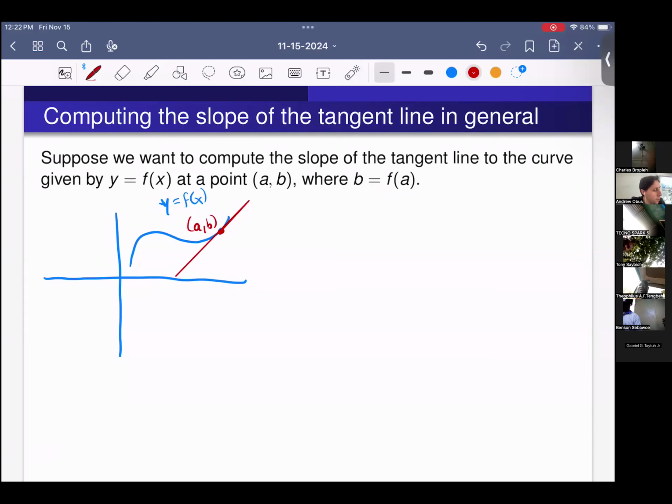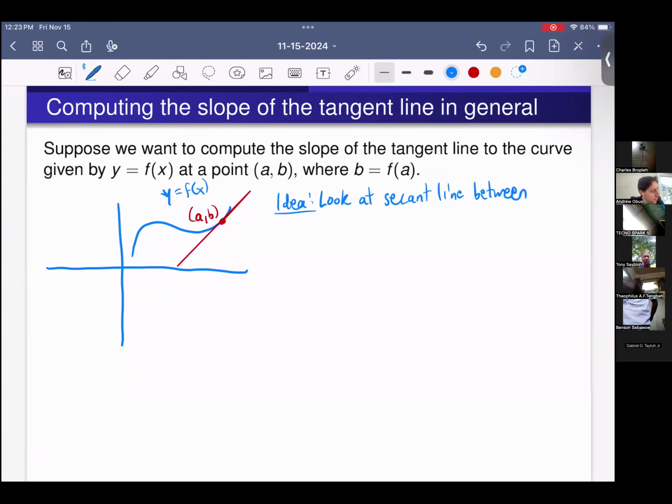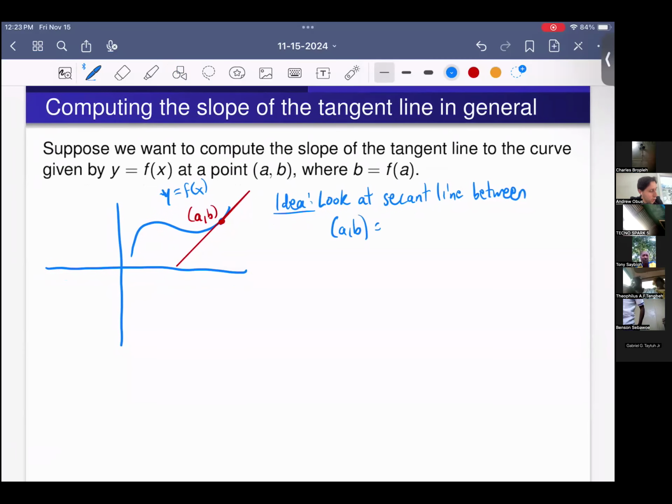So what do we do? Well, the idea is look at the secant line between (a, b), which also is the same thing as (a, f of a), right? Because b is equal to f of a. That's what it means that it lies on this graph. And we take any other point on the graph. So we could take (x, f of x) for any other point on the graph.